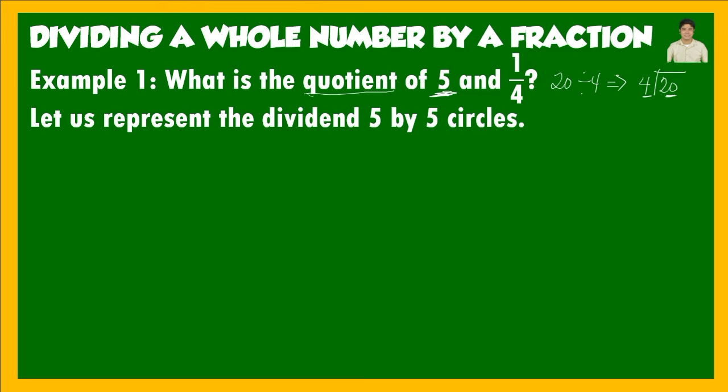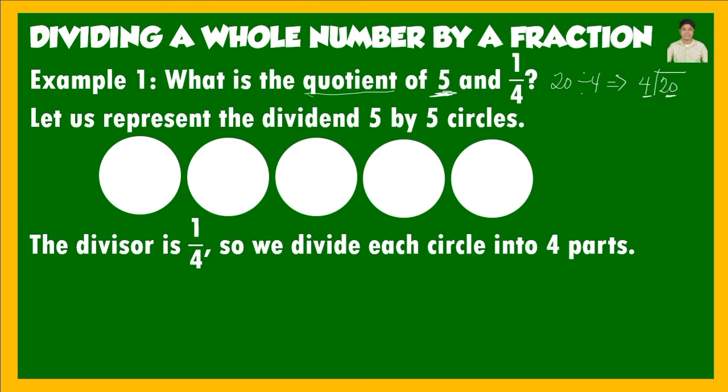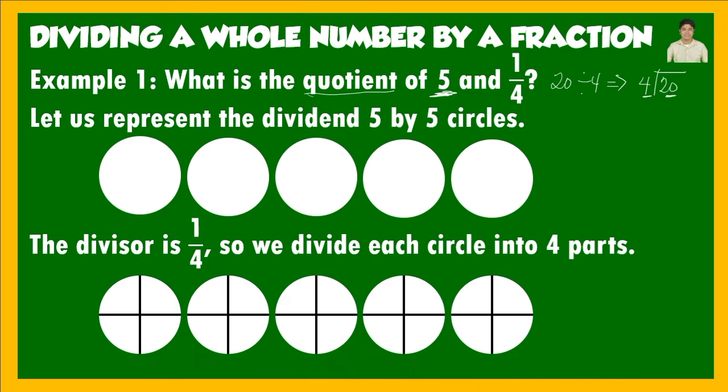Let us represent the dividend 5 by 5 circles. Since the dividend is 5, gagamit po tayo ng 5 bilog. So 5 circles, ito po yan. And then, the divisor is 1/4. So we divide each circle into 4 parts. Since nirepresent natin yung 5 circles as dividend, yung ating divisor na 1/4, ang gagawin lang po natin is hahatiin po natin yung 5 circles into 4 equal parts each.